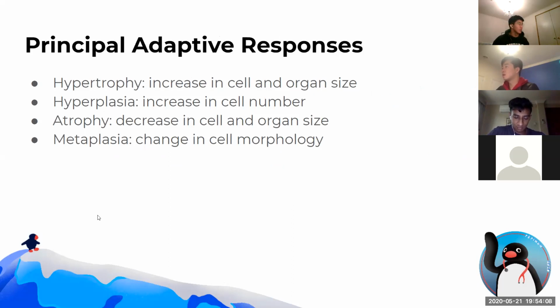We can also name these in different ways: hypertrophy, hyperplasia, atrophy, and metaplasia. Hypertrophy is increasing your cell and organ size. If you go to the gym to work out, your muscles or your different organs will increase in size, as well as your muscle cells. You may also get a bit of hyperplasia, which is an increase in the number of cells. So this might be an increase in the number of muscle cells you have.